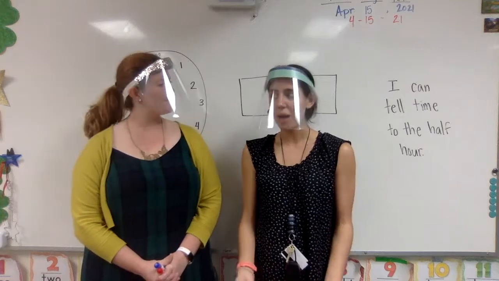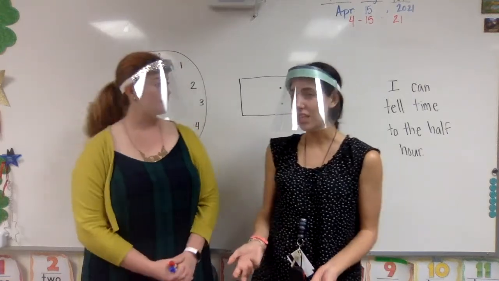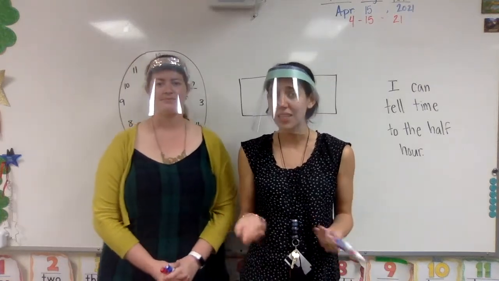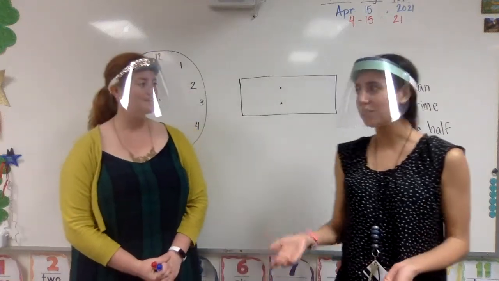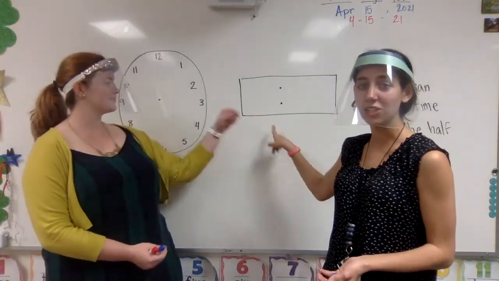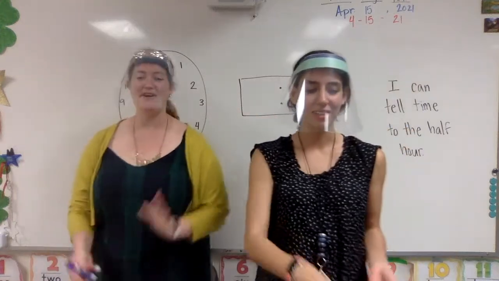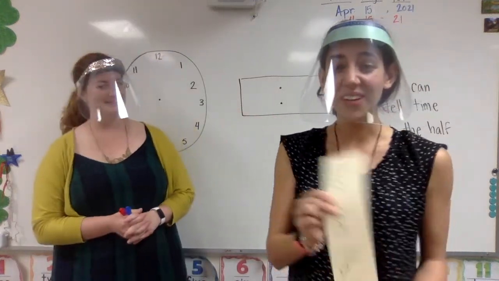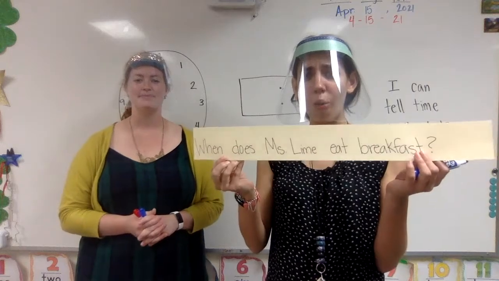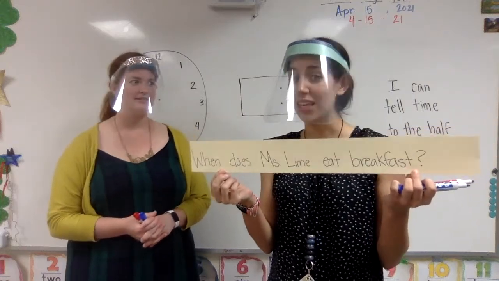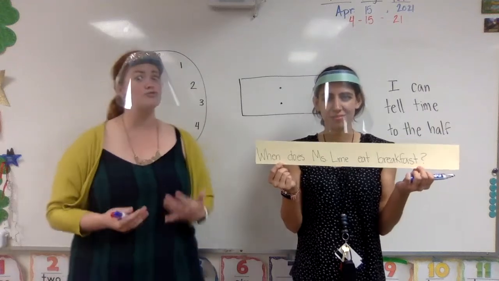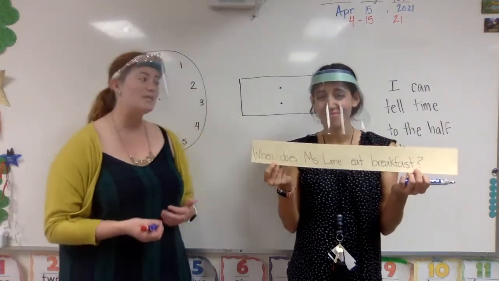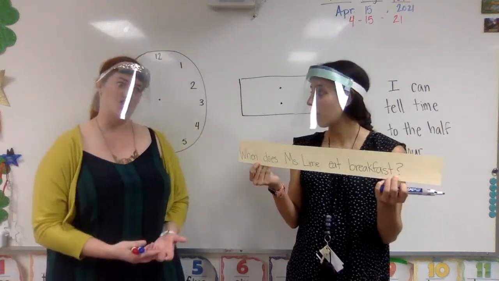Well, Miss Lime, I have some questions for us about different times in the day that we do things. And we're going to figure out what those times would look like on our digital and analog clocks. Oh, okay, let's get started. All right, our first question says, when does Miss Lime eat breakfast? Oh my goodness. Well, Miss Lestico, I wake up really early, so I eat breakfast at 5:30.